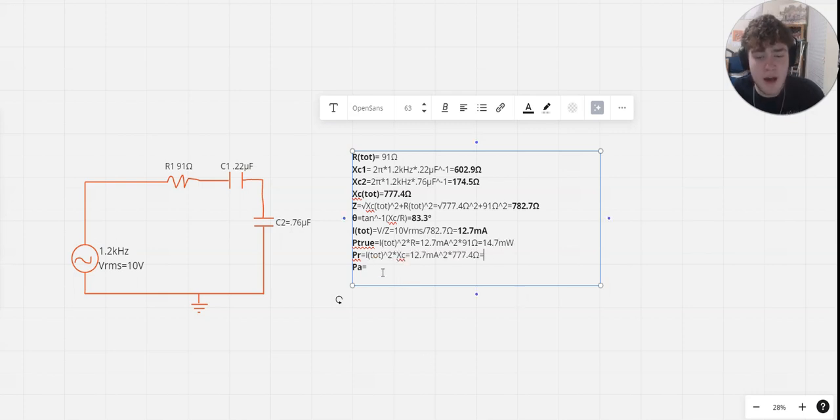To find the reactive power, we need to do the total current squared times XC, which is 12.7 mA squared times 777.4 ohms, which should give you 125.4 mVAR, which is the symbol for reactive power. And to find the apparent power, it's total current squared times the total impedance, which is 12.7 mA squared times 782.7 ohms, which should give you 126.2 mVA.